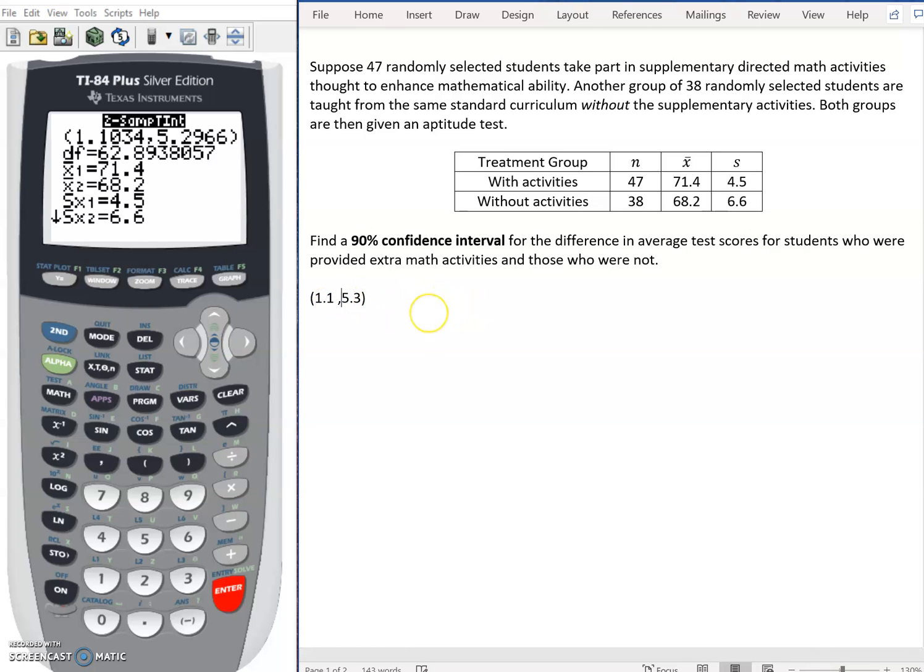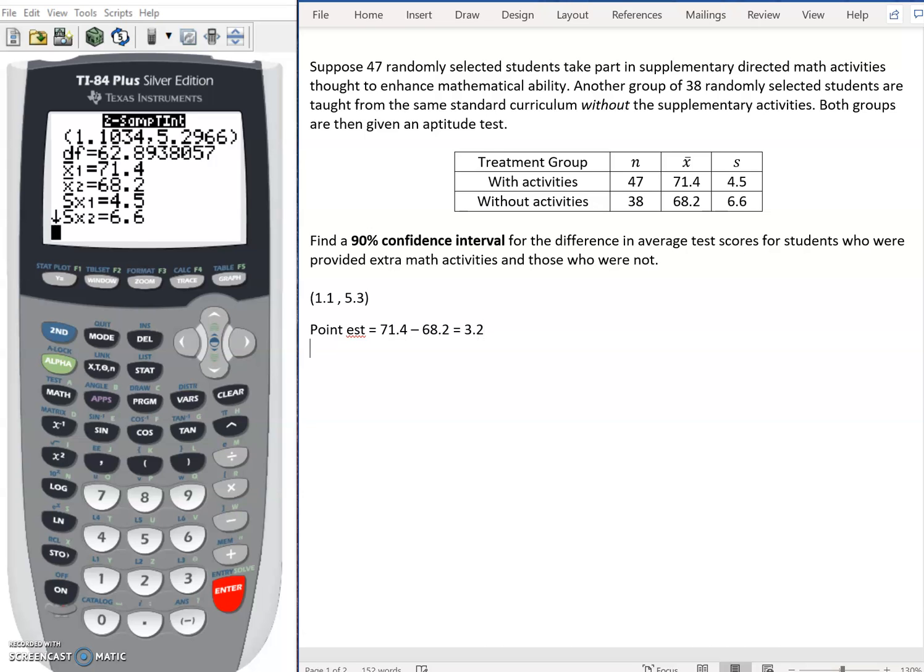And remember that this confidence interval gives us a little bit more information than maybe we think it does. It gives us a lower bound and an upper bound, but it also tells us our point estimate. This is basically x1 bar minus x2 bar. There's a couple ways to do that. The first way is just to subtract the values given in our calculator. So 71.4 minus 68.2. That's one way to do it. We should get 3.2.